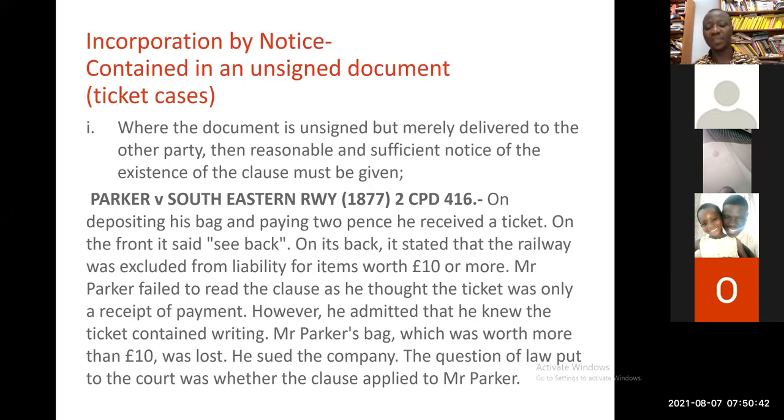Mr. Parker did not read the clause when he was given the ticket, because he thought it was a receipt for the payment that he had made. During the trial, in cross-examination, Mr. Parker admitted that he was very much aware that the ticket contained writing, despite the fact that he did not read it. So when his bag got lost and he was making the claim, the company relied on the writing. The question of law to the court was whether the clause was applicable to Mr. Parker. Could the company seek refuge under the clause? So that was the crux of the matter.